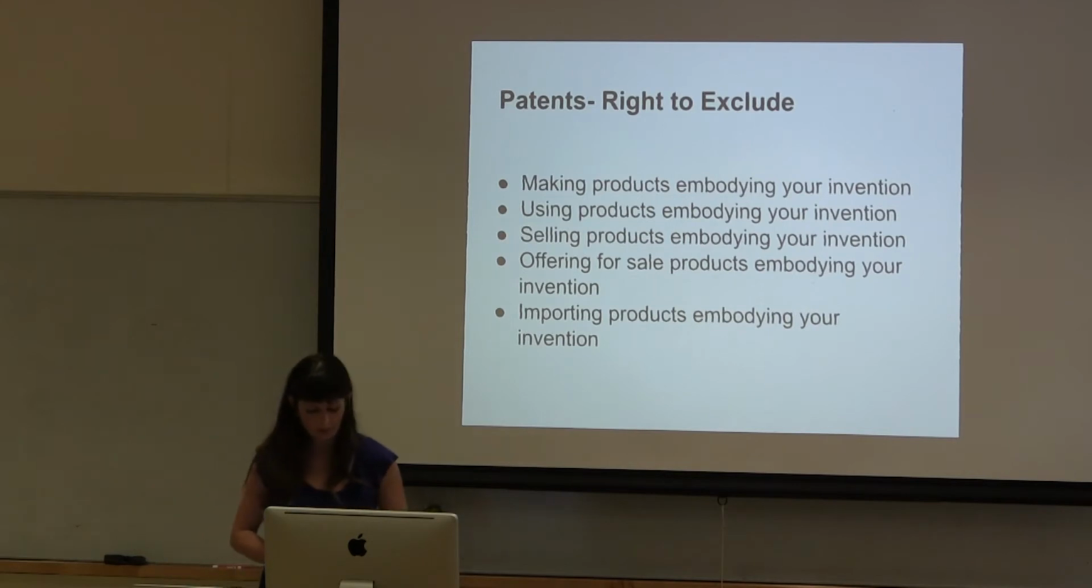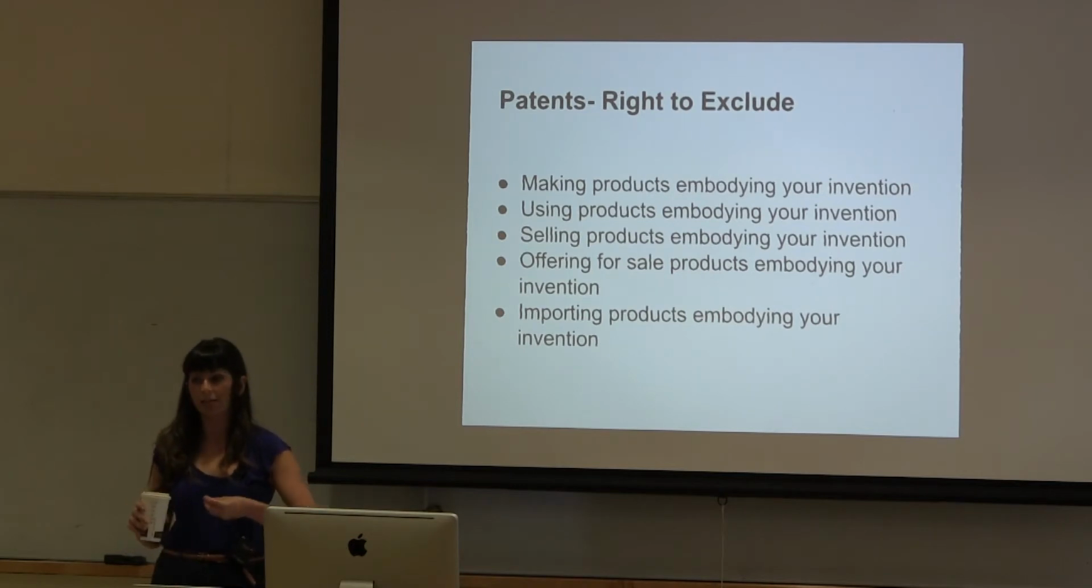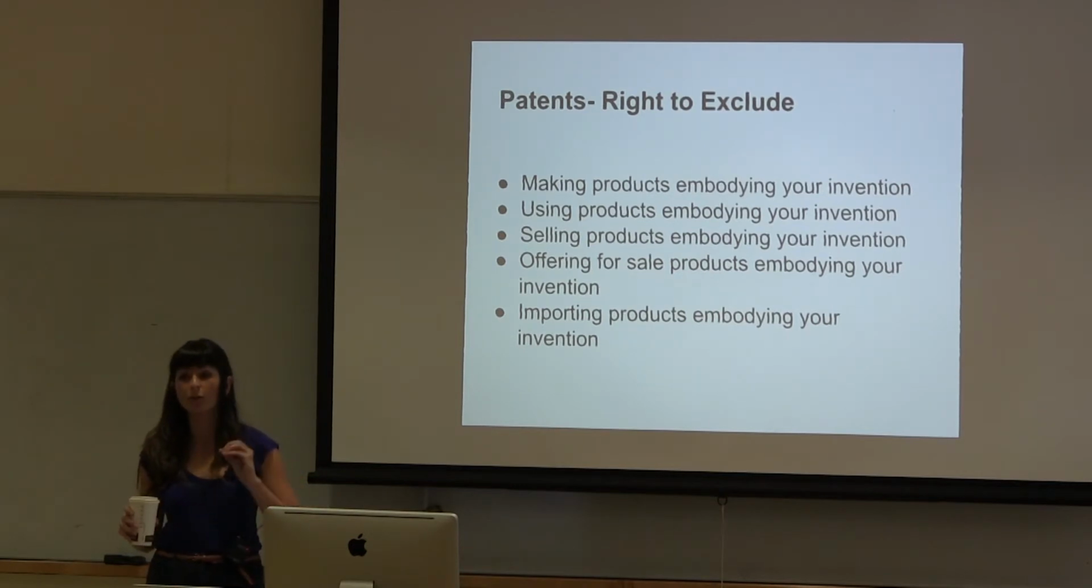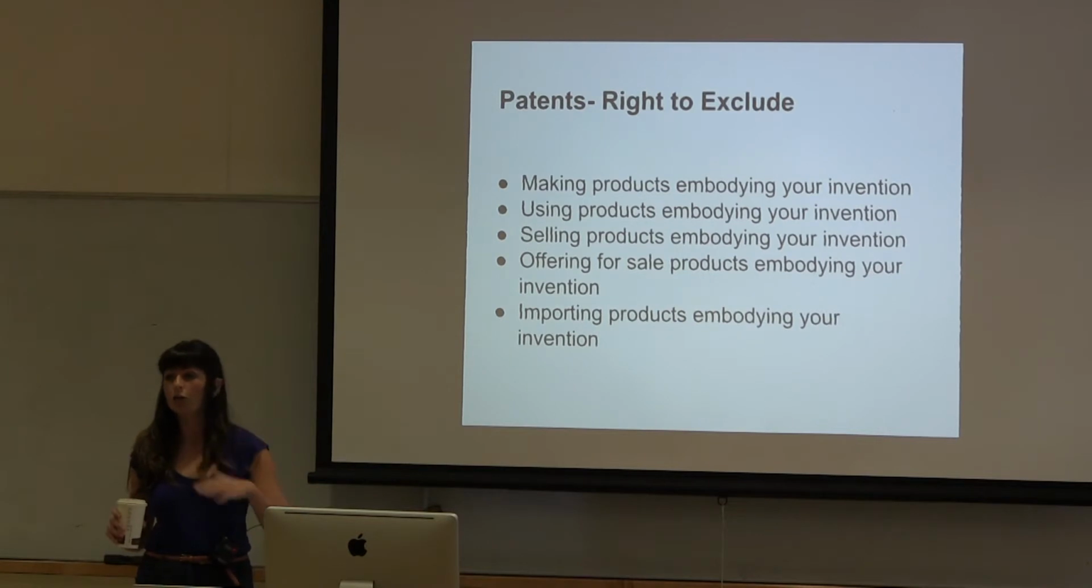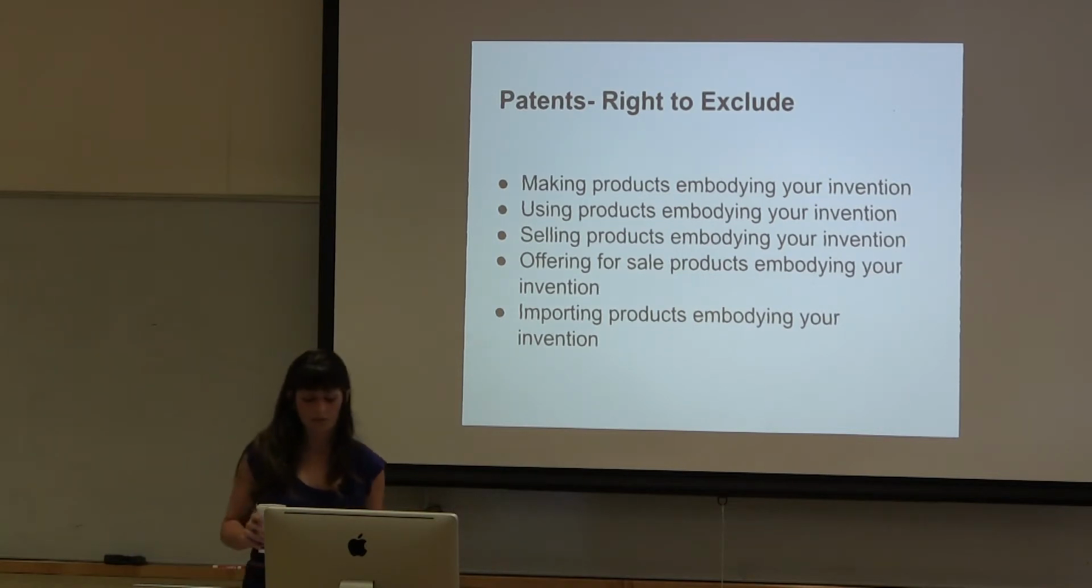So patents, like I said before, is the right to exclude. You don't get the right to invent with a patent. You get the right to exclude others from using your invention without permission. So when you get a patent, you're fully disclosing to the public your invention, and you're disclosing the best way to make your invention and how, just everything to the public.